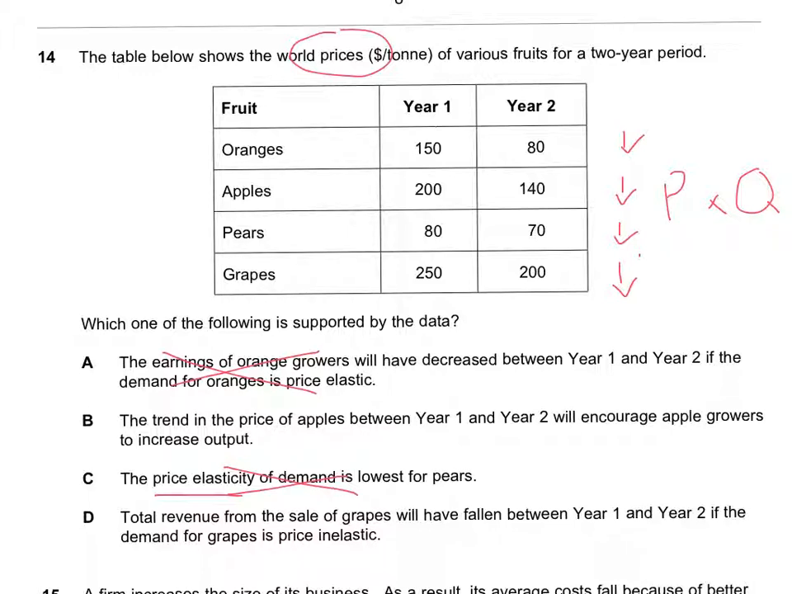Next I'm going to eliminate B, because it tells us that the price of apples is tending to fall. Well, in a market economy, if the price of a product is falling, it will do the opposite. It will discourage apple growers to increase their output. So I'm going to eliminate option B. So the answer is D, and that's a piece of revision that's worth following up.